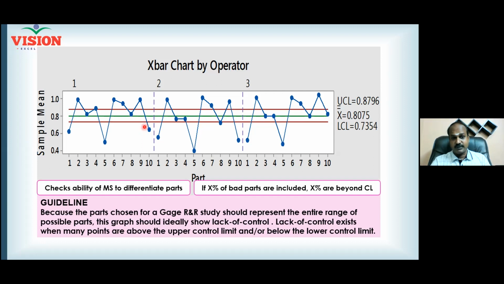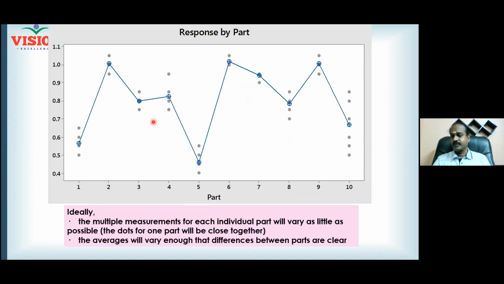Here, points coming out of the control limit confirms your measurement system's ability to discriminate between good and bad. If that is not happening, then you can understand your measurement system is having a problem, right? And that's one thing. A few more pieces of information it gives, but we can understand that in the next graph. And this is called response by part.